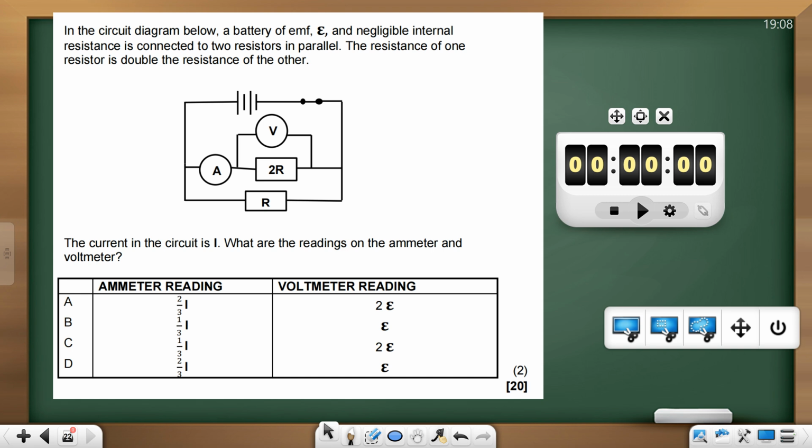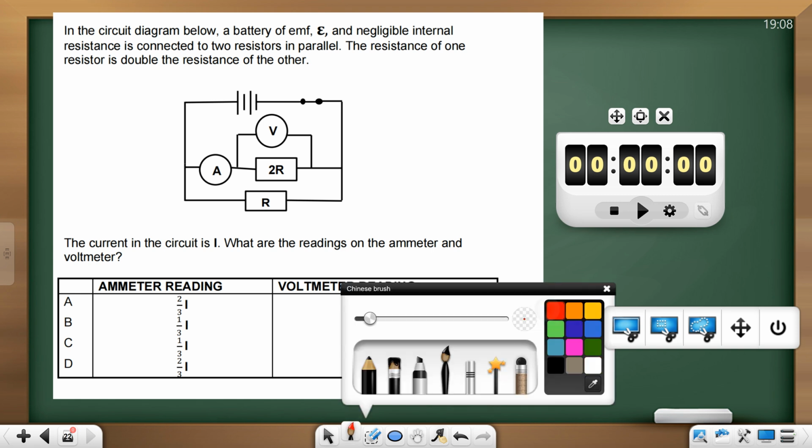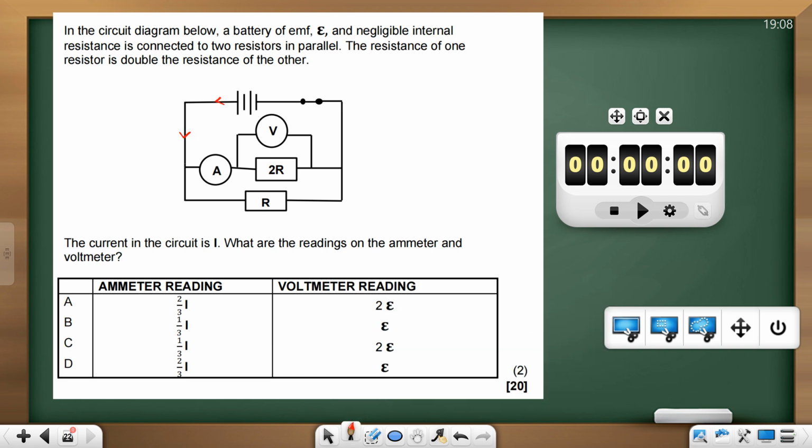EMF and negligible internal resistance, and the two resistors. The resistance of one is double, R and 2R. The current in the circuit is I, which is the total current. So current comes here as I, and when it gets here, it divides. What are we looking for? What are the readings on the ammeter and the voltmeter?